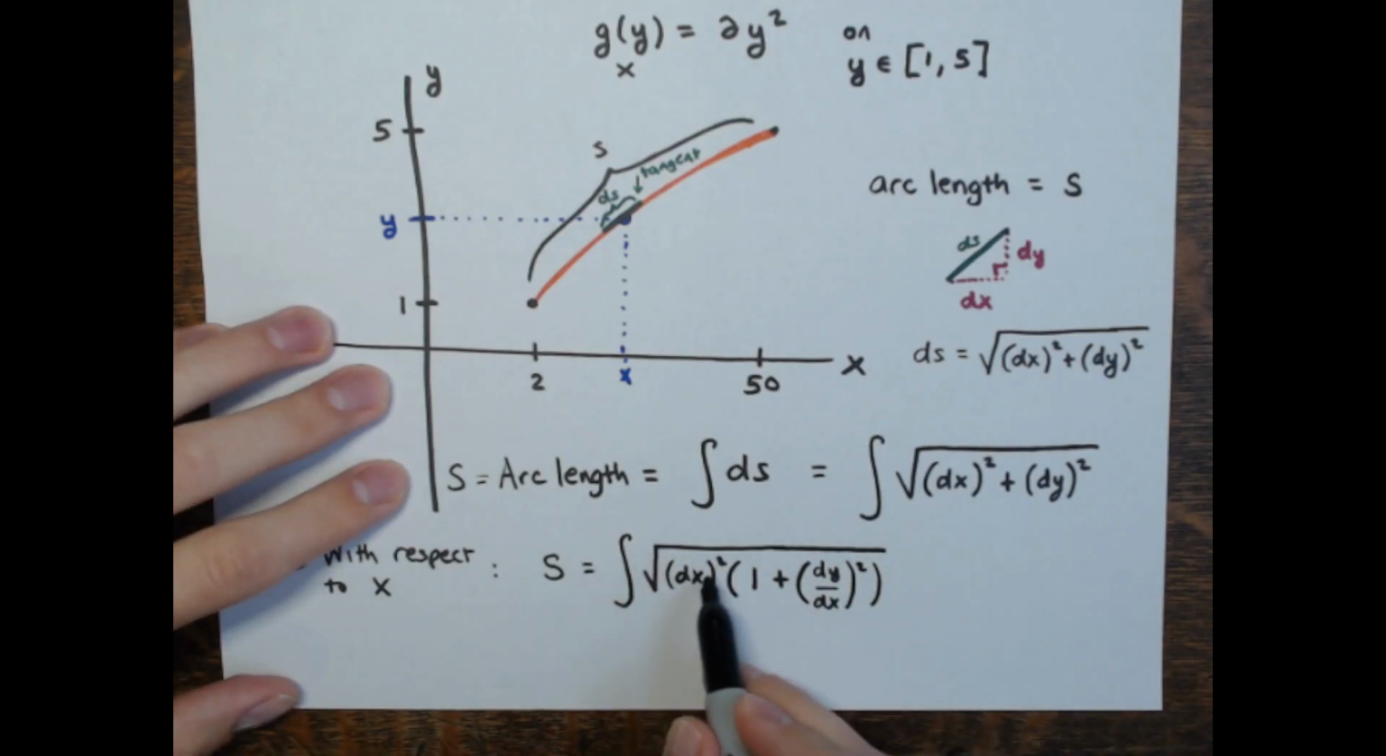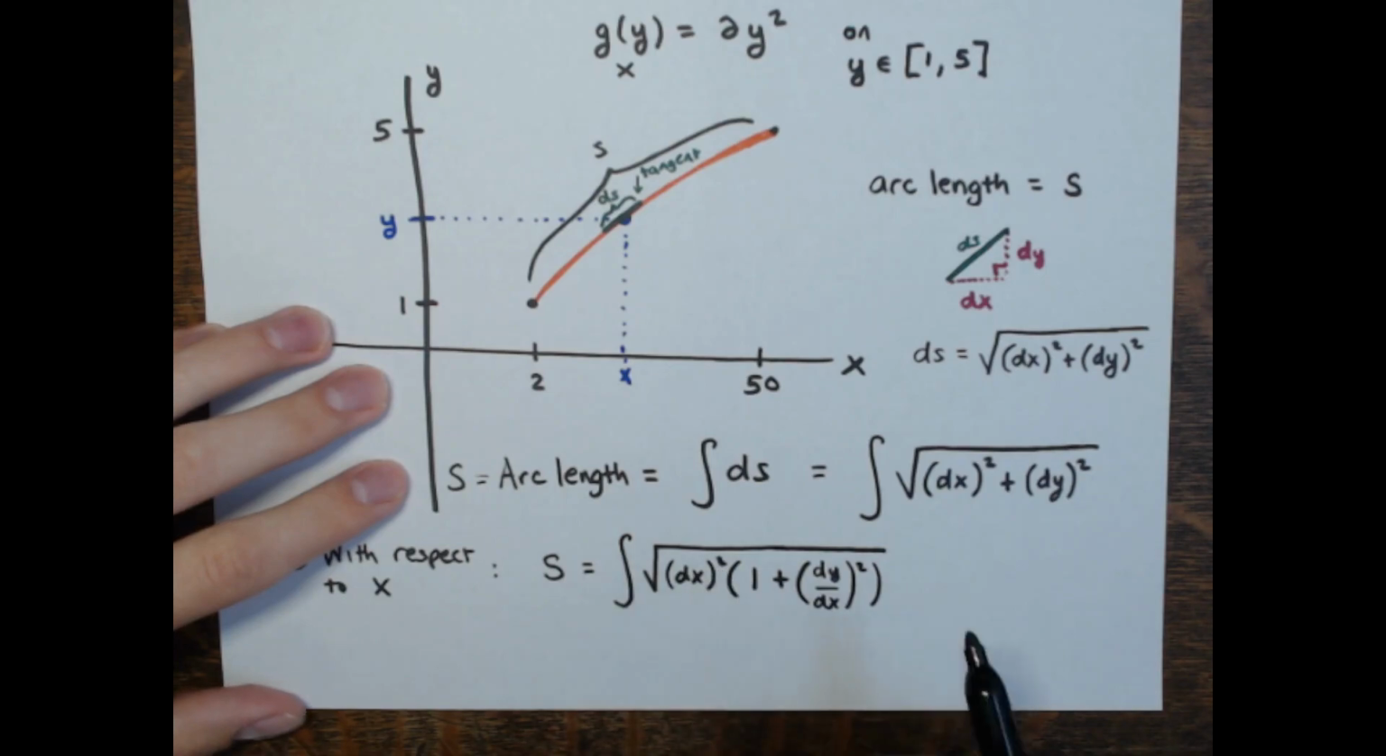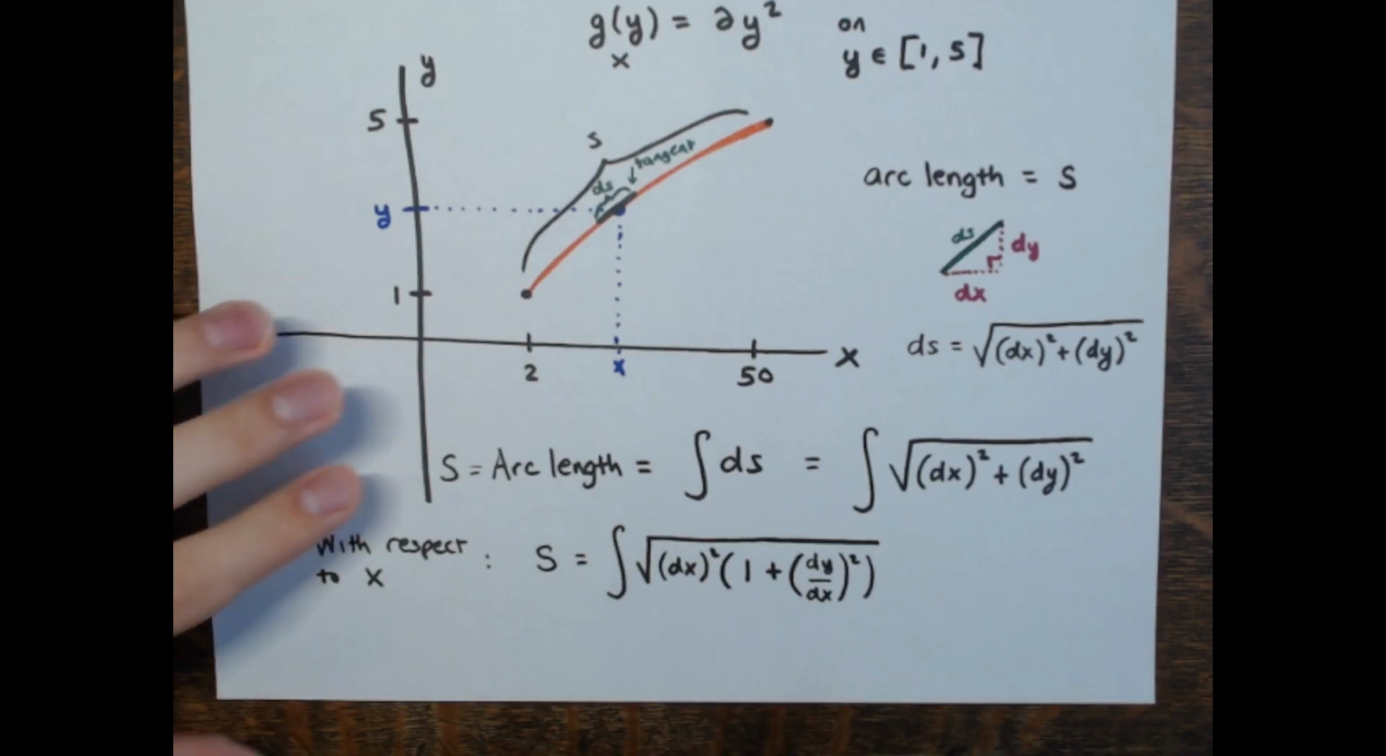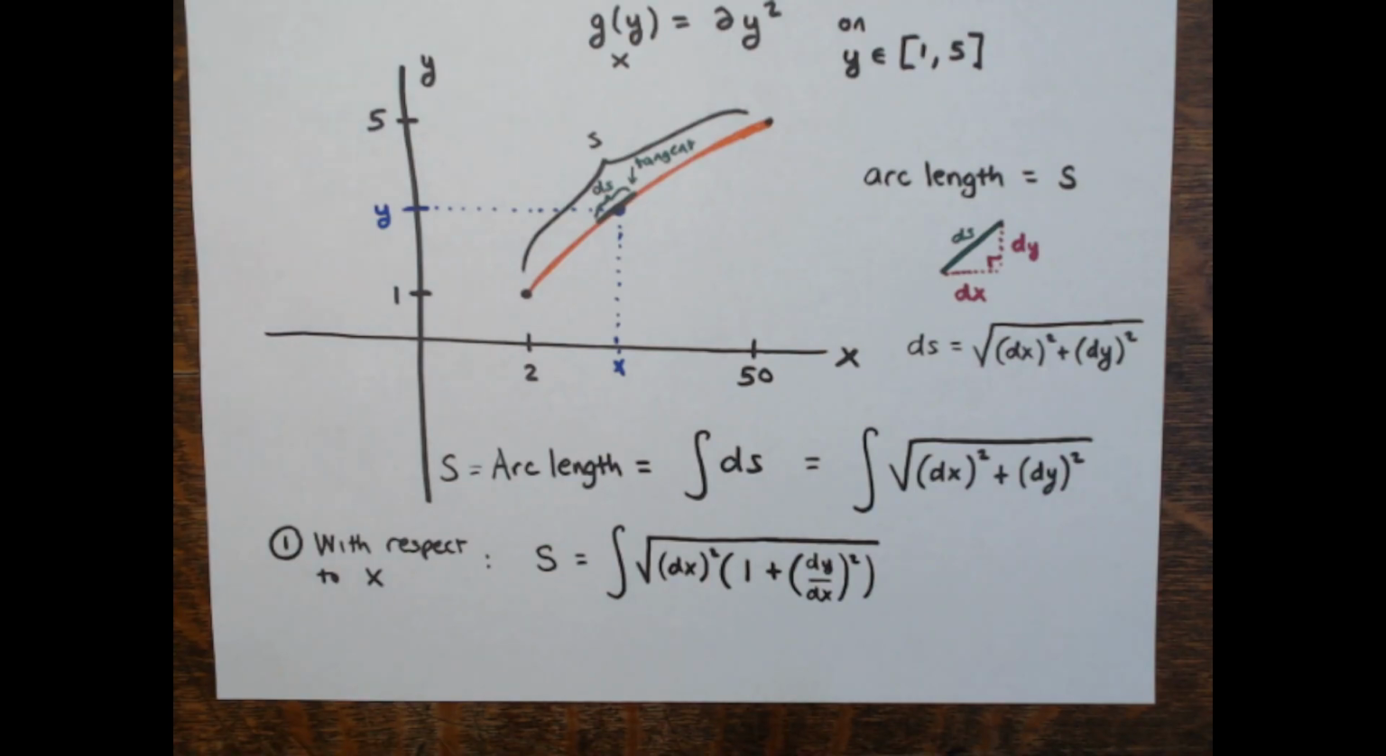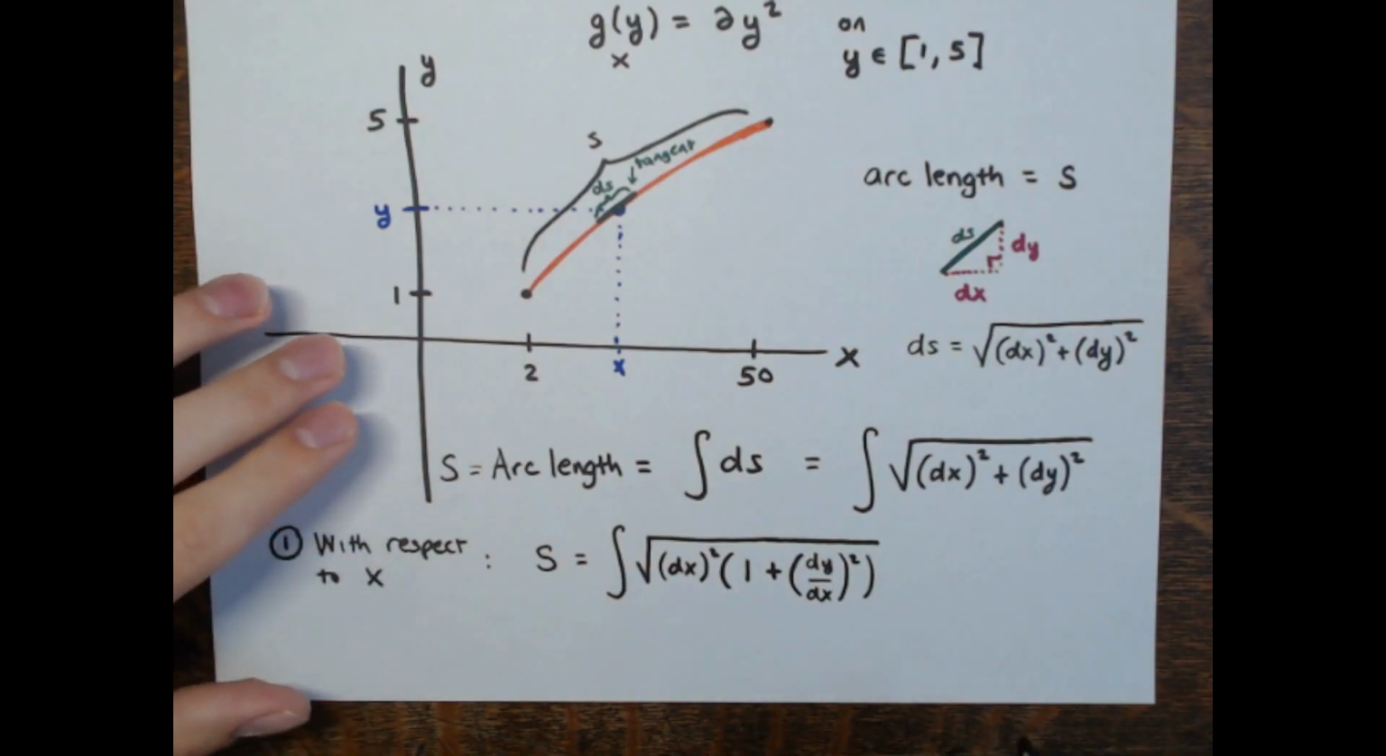And then the square root, break up the square root of a product, right? Make it the product of the square roots here. The square root of dx squared is dx. Technically it should be the absolute value of dx, but we'll have dx be some positive number here.